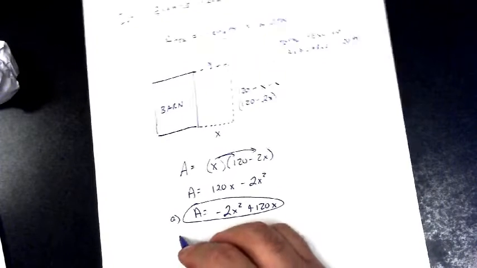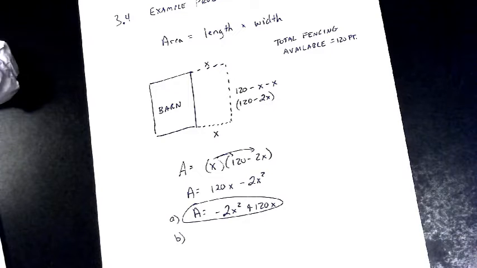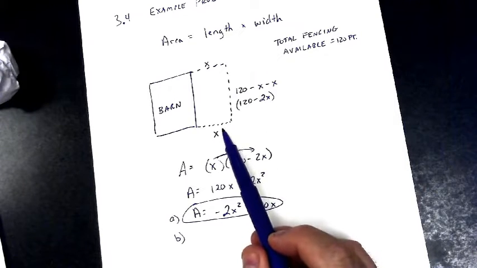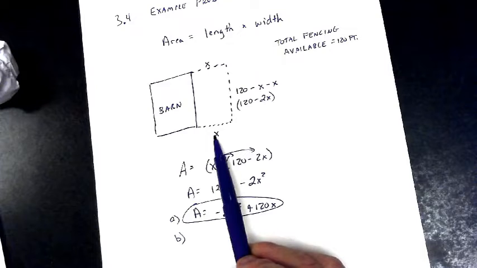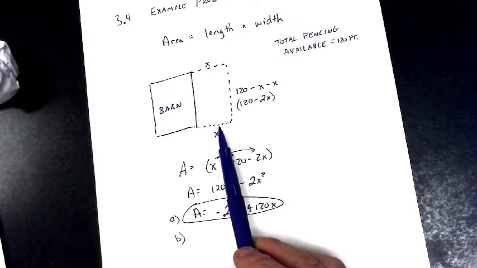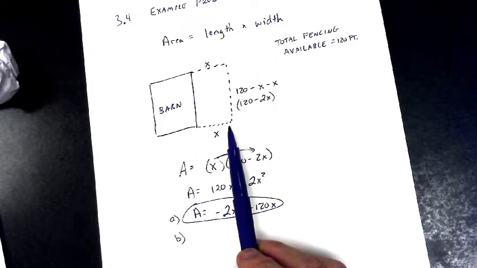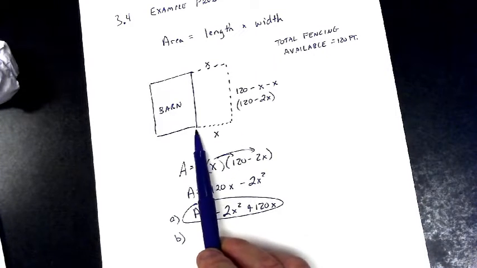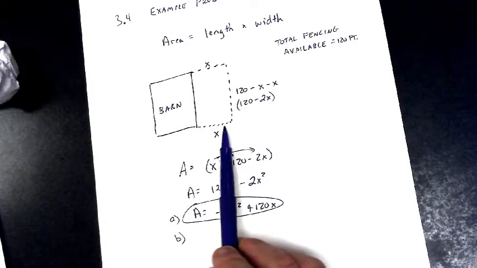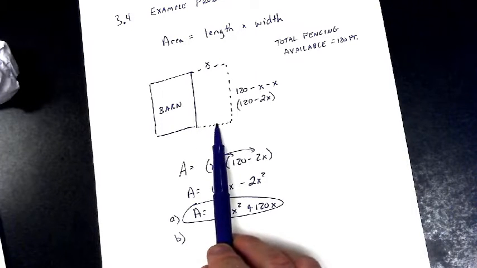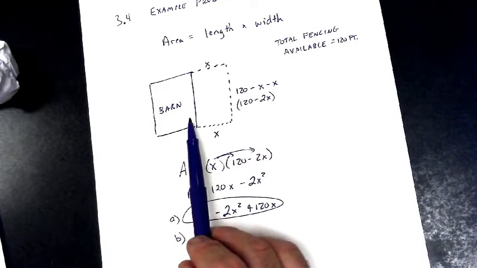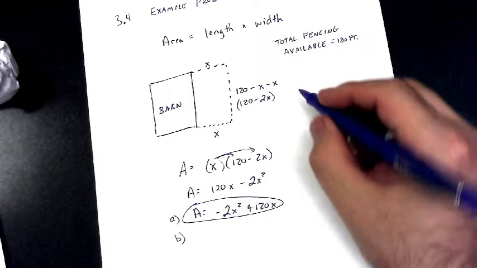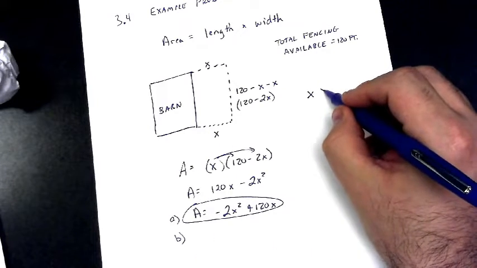So part B, talking about the restrictions on x. Well, in this context, we obviously know x cannot be a negative number because you cannot have negative length. We also know that x cannot equal 0 because you have to have some amount of fencing here to come away from the barn before you'll have an actual enclosure. And so we know x has to be greater than 0.